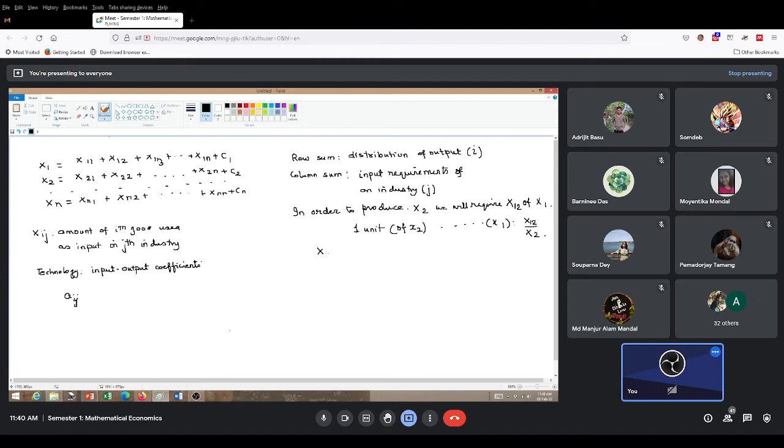See, if we are producing x2, we require x1 too. If we require 1, how much will we require? Yeah. So, this is what I have written. So, let me define this in general as xij. So, this indicates the amount of ith good to produce one unit of the jth commodity.